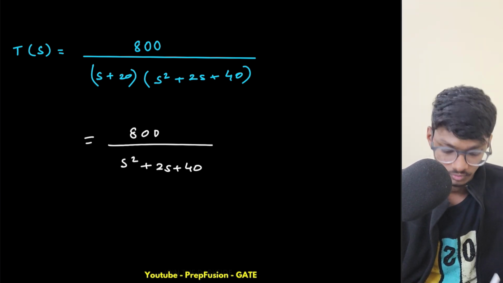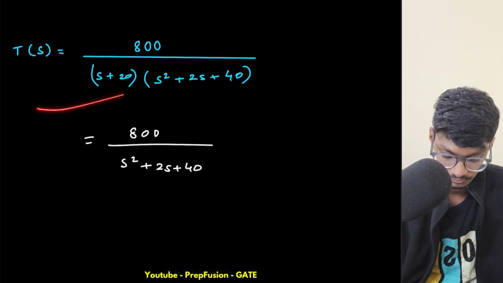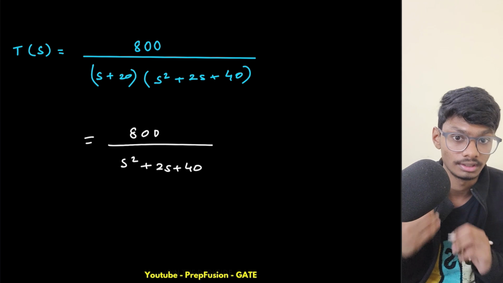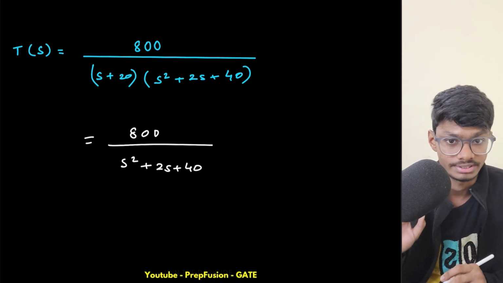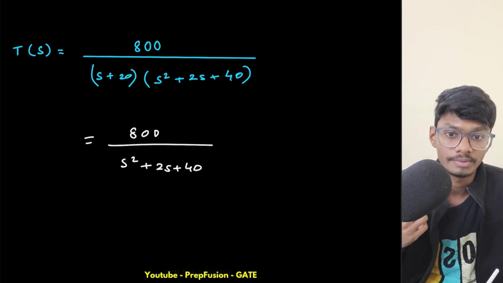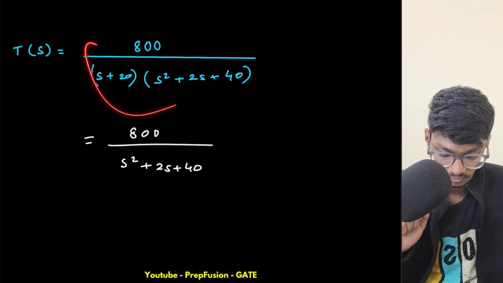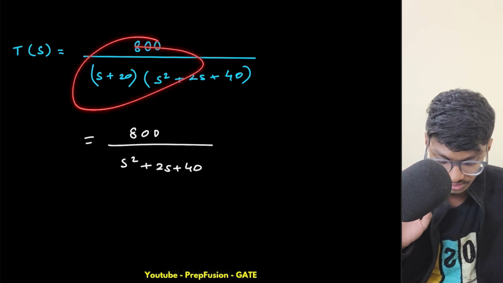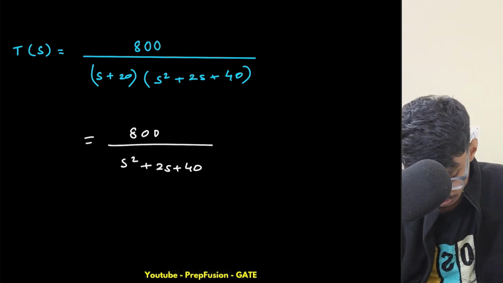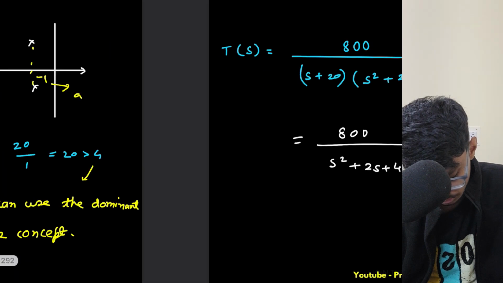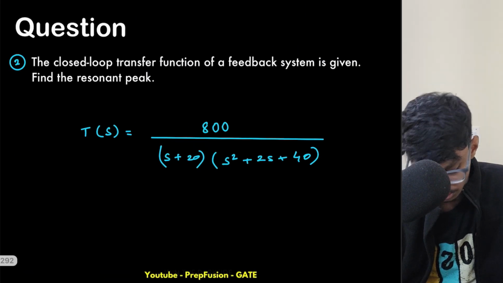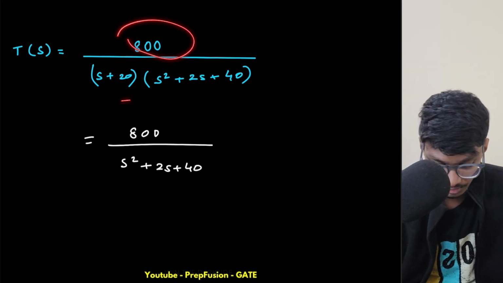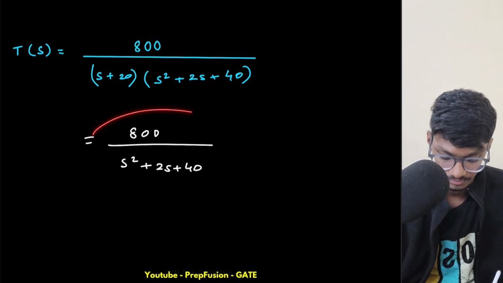So what we should do, we should obviously ignore this left hand pole, but obviously the other parameters should remain unchanged. What were the other parameters? One of the parameters was DC gain. DC gain of this one and this one should be same. What is DC gain of this? DC gain of this is 40, yeah, this is 40, okay. 800 by 20 into 40 should be same as this one.